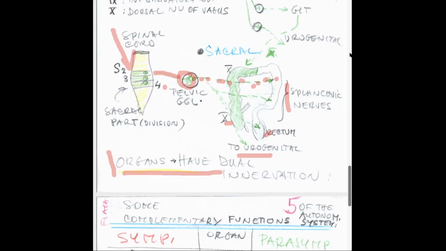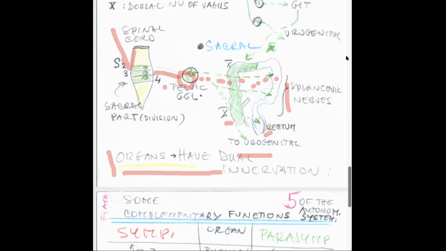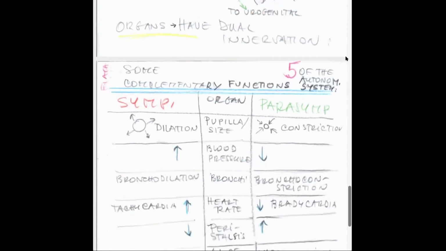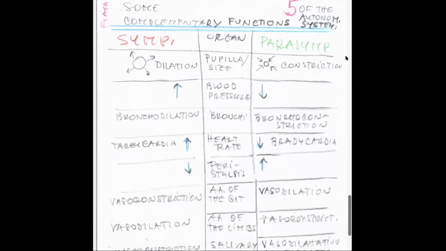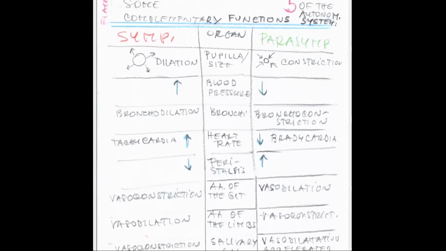We are looking now at the last page, where we see some complementary functions of the autonomic system. Starting on the left side is the sympathetic division, on the right side is the parasympathetic division, and in the center is the organ, the area which is supplied.